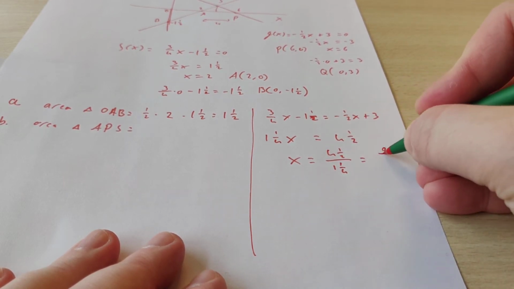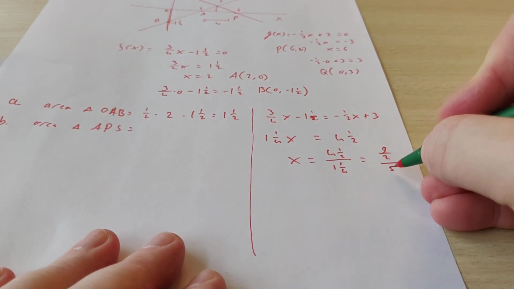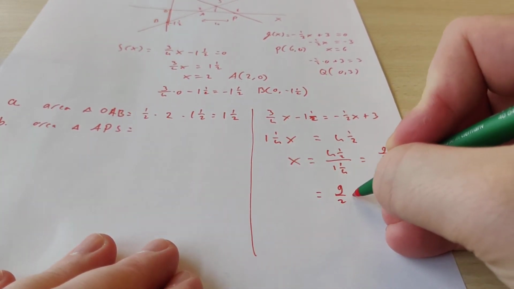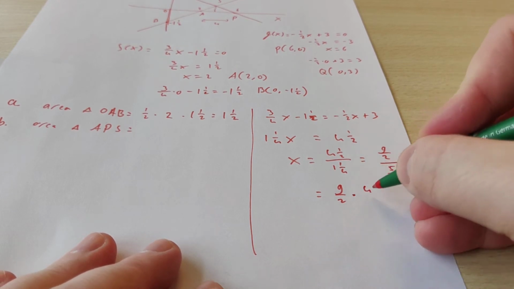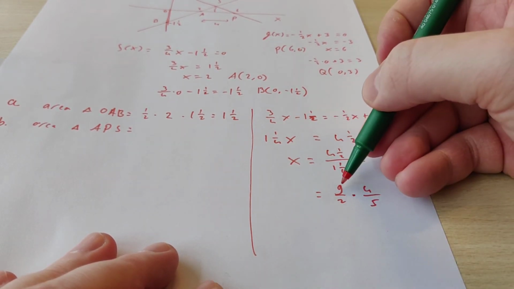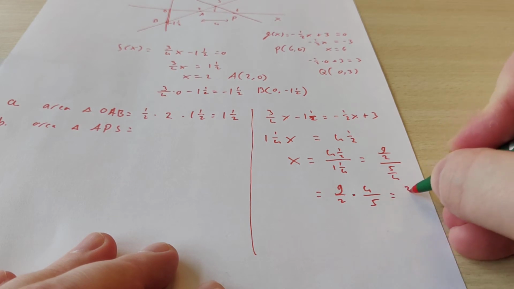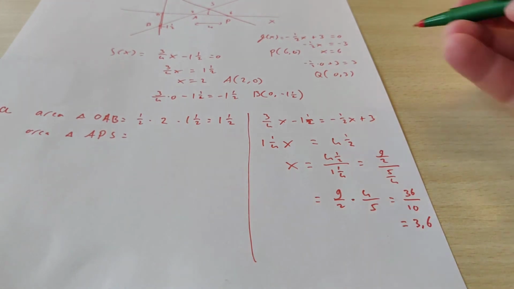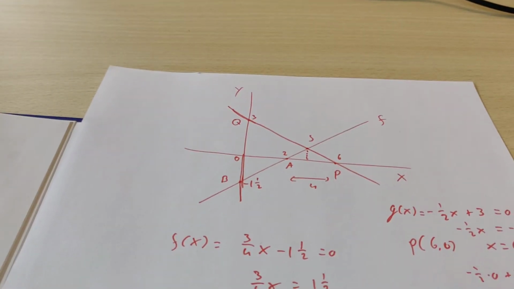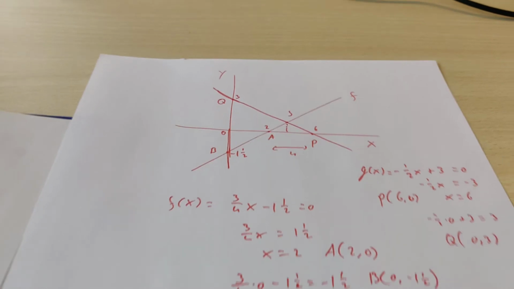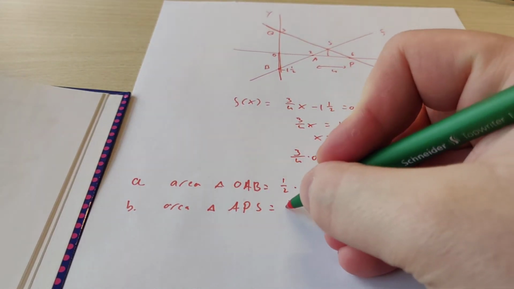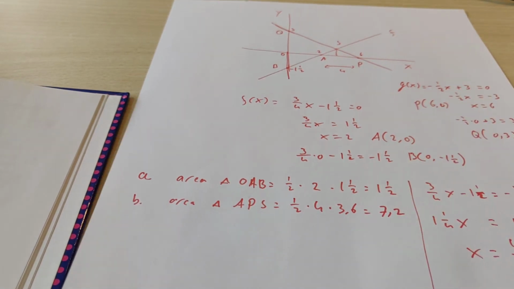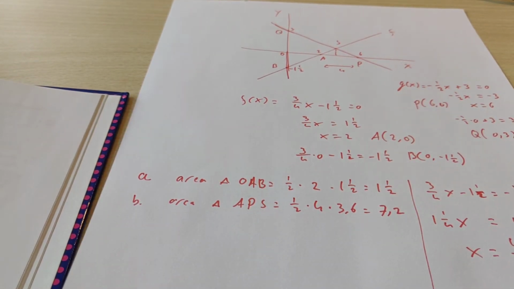I'm going to just work it out over here, because I'm going to put the 4 in there, so that's 9/2 divided by 5/4. If you divide by a fraction, that's the same as multiplying with the opposite, so this fraction is going to go the other way around. And then 9 times 4 is 36, and 2 times 5 is 10, so here the answer is 3.6. So this length here is 3.6. So if I want to calculate the area for triangle APS, I do a half times 4 times 3.6, which is 7.2. And that's the answer for exercise B.